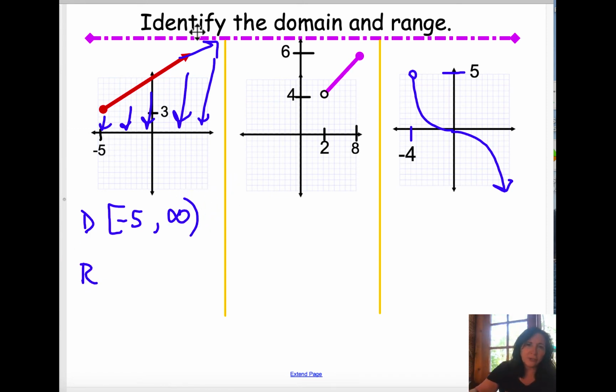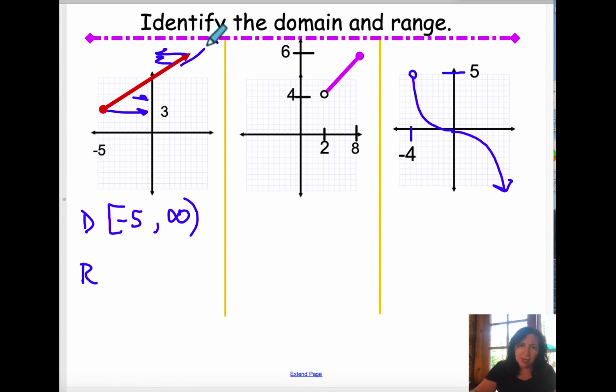For my range, remember now my range are the values on the y-axis. So if I were to move all these values to the y-axis like this, and that's just going to keep going and going, everything's going to move over. And so my range, including 3, would be bracket, and then that would go 3 to infinity.